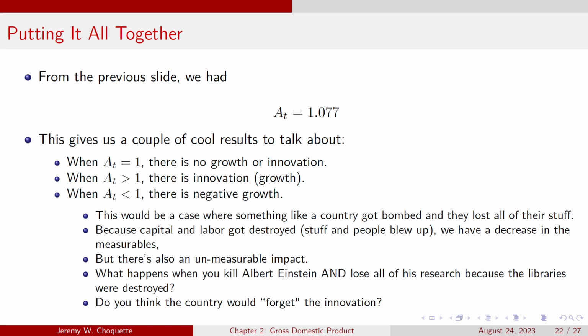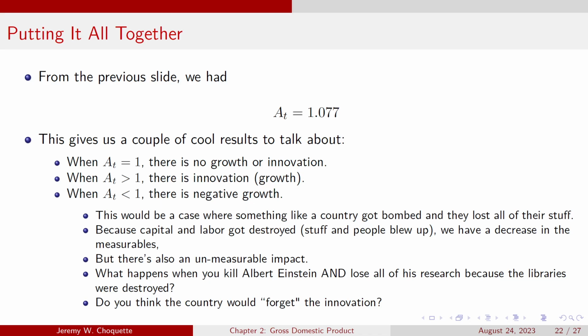Now, in terms of the measurables, if a country gets bombed, the capital and labor get destroyed. Stuff and people blow up. So we can measure that decrease, but there's also the unmeasurable impact. Because, okay, we killed a bunch of people, but what if we had killed, say, Albert Einstein? And we lose all of his research because the libraries were also destroyed. That country would forget that innovation.